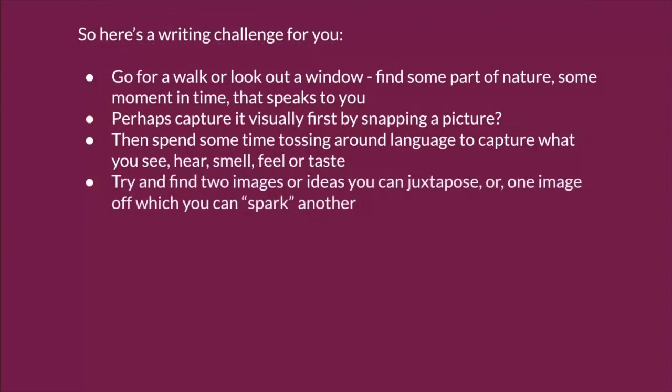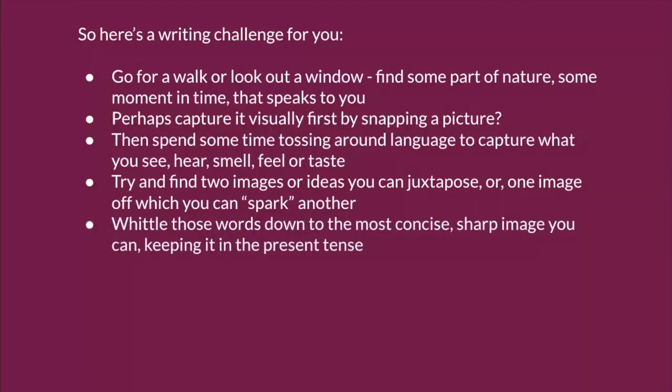Then sift through it all and try and find two images or ideas that you can juxtapose, or one image off which you can spark another one. If you can't do that, that's not a big deal. Just work with the 17 and the three lines until you get better and better at it. But this would be like an extra challenge, you know, to add in that juxtaposition part. Once you've decided what you want to work with, whittle down those words until you get the most concise, the sharpest image you can. But try and keep it always in the present tense. You're trying to freeze a moment.